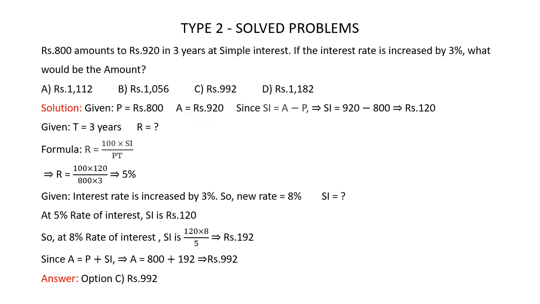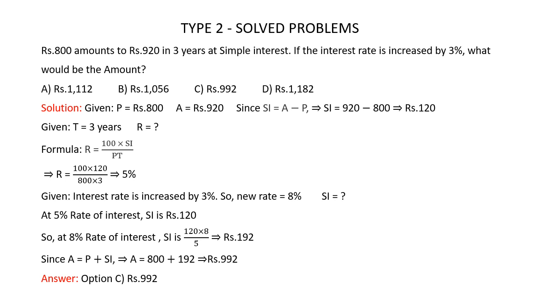Now we know that simple interest is equal to amount minus principal. So simple interest is equal to 920 minus 800, which is rupees 120. Now it's given that the rate of interest is increased by 3%. But here we do not know what is the old rate of interest.